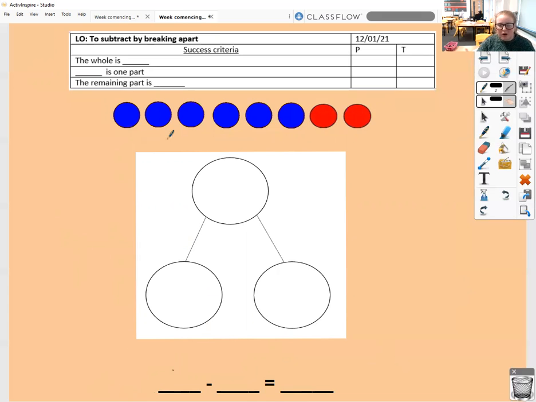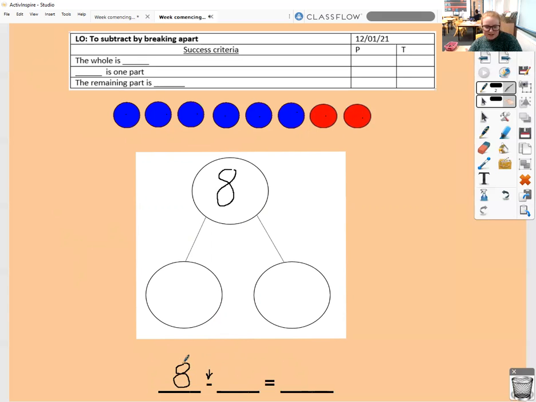So let's count out all the counters to find out our whole. So it's 1, 2, 3, 4, 5, 6, 7, 8. My whole is 8. And my whole in my number sentence goes at the start, before my subtraction symbol. My subtraction symbol is here, and my whole is going to go before my subtraction symbol.